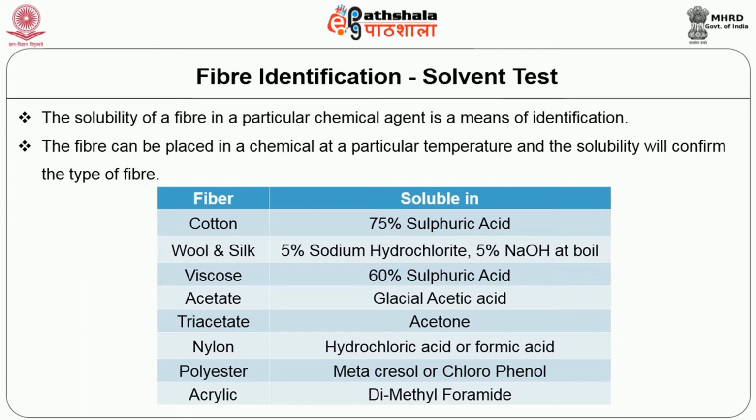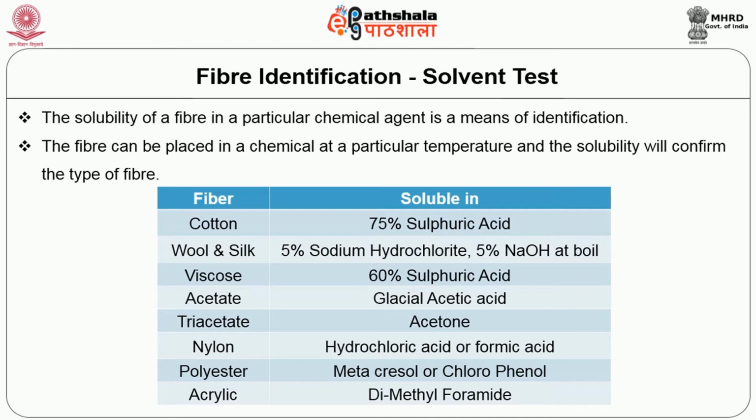If it dissolves in 5% sodium hypochlorite, the material will be wool. If it dissolves in 5% sodium hydroxide at boil, the material will be silk. We can identify this as a silk material. In the case of viscose, it can be dissolved in 60% sulfuric acid. If the fiber is acetate, it can be dissolved in glacial acetic acid.